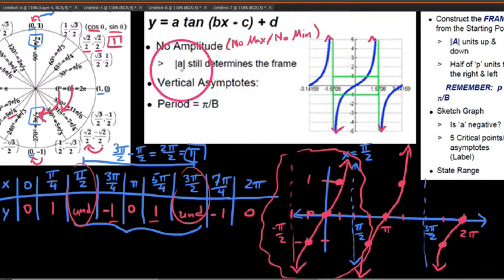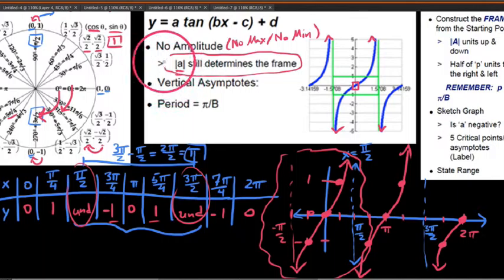Now, one thing I want to indicate here is that this a value is still going to determine the height of our frame. So let's talk about where our frame exists within this picture up here. What I want to do is indicate that our starting point here is at 0, 0, and that the middle of our frame is actually the starting point for our tangent graph. And so what we're going to see here is this. The height of our frame, the absolute value of a, still determines the height. So we're going to see that our frame here has the absolute value of a as a height in both directions. You can see that that's the height of our frame here.